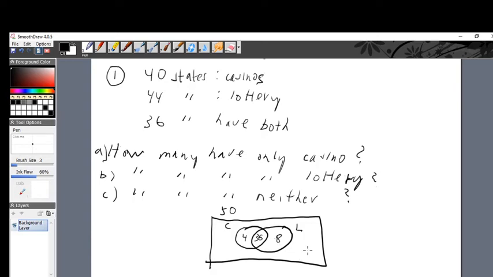Now, what about the ones that have neither, that are outside casino and lottery? Well, there's 50 states, right? So 4 plus 36 plus 8 is equal to 48. And 50 minus 48 is equal to 2. And therefore, that's our complete Venn diagram. 2 belong outside all of the balloons and inside the universal set. Okay, so that is solving a problem, and there's only 2 sets involved.